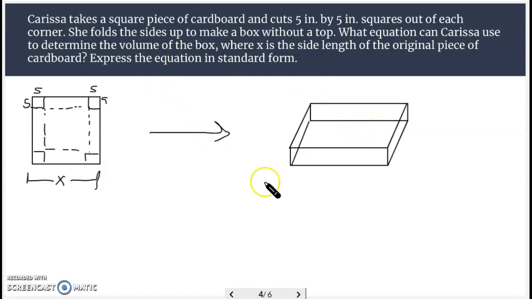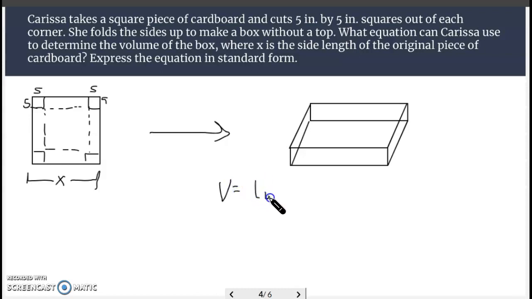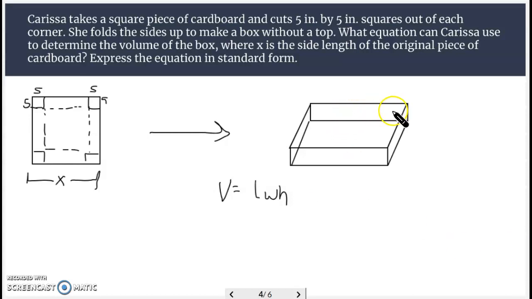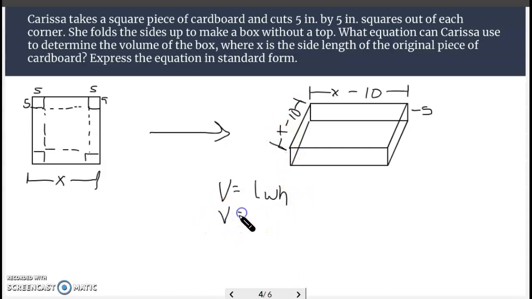Alright, so we're talking about the volume of the box. When you talk about volume, you're talking about length times width times height. And after folding this up, does it make sense that the height is 5? This little measurement right here. Now each side of the box is x minus 10. Let's think about that a minute. We should have these two 5s on either side. 5 and 5 make 10. And notice we have that on this side too. Alright, and that leaves us our volume.